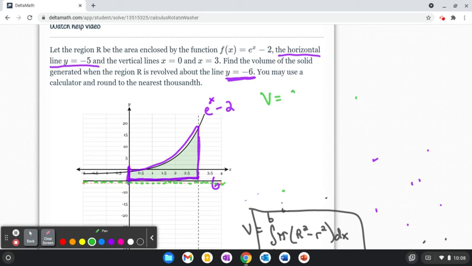Volume equals our integral from x values from 0 to 3 of pi. And now we have to think of what is our outer radius and our inner radius. And we've got to square each of these individually. It's not the whole thing squared, it's our outer squared minus our inner squared. So our outer radius is going to be represented by the distance from any point on this function to the axis of revolution.